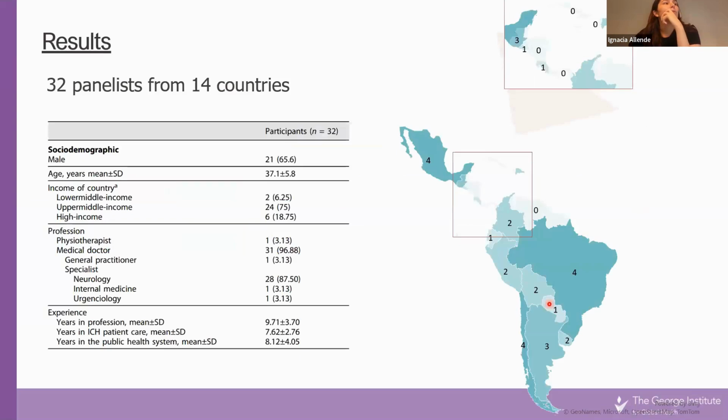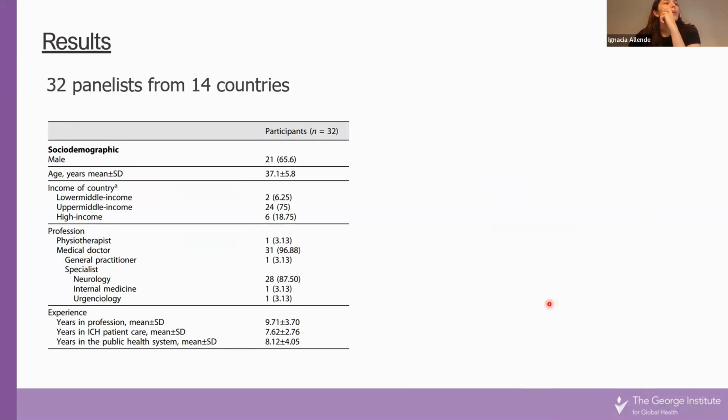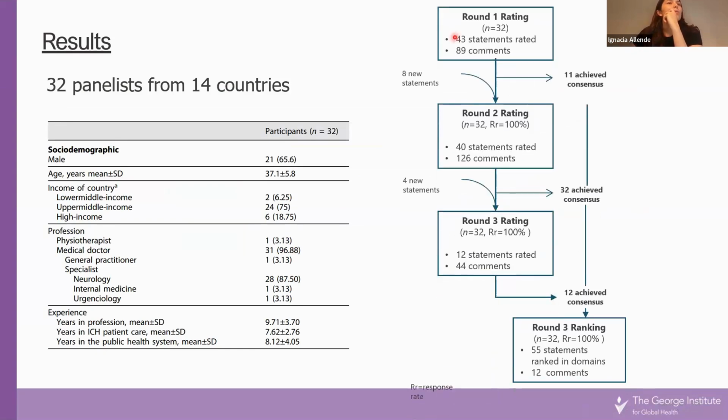In my Delphi, I recruited 32 panelists from 14 countries. In round 1, I started with 43 statements, 12 new statements emerged throughout the rounds, and at the end I had 55 statements. I had a 100% retention rate, but that is because there was a monetary incentive for completion of all the rounds. It is a bit time consuming for the panelists, because they need to go through all these statements, which were 43, and then provide their comments and so on.